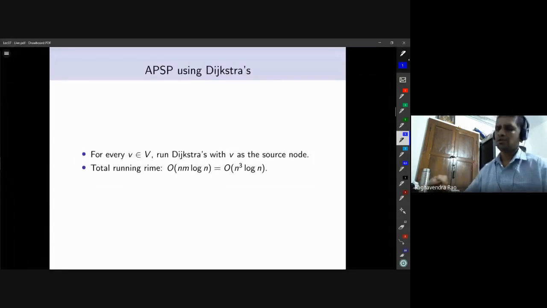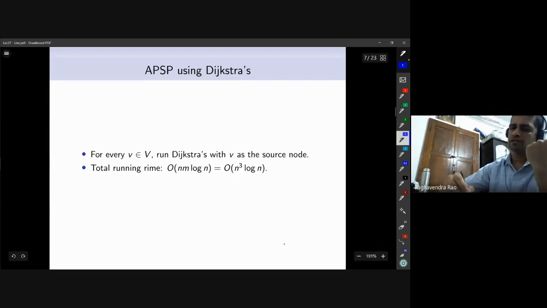Okay, so now let's do this naive implementation. We have Dijkstra as well as Bellman-Ford. We'll run each of them on every vertex as a source vertex. So that is one way of approaching all pair shortest paths, right? Let's just see what happens if we do this.